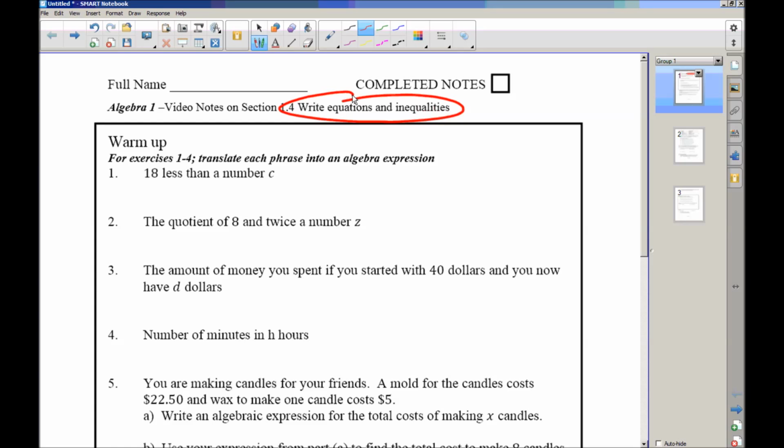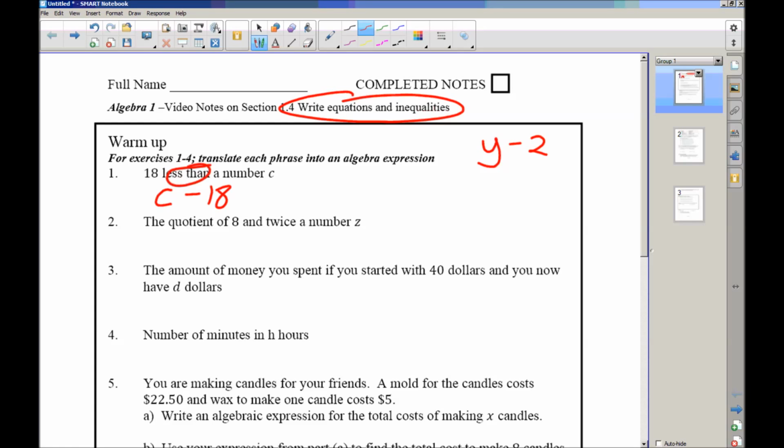Number one, we got 18 less than a number C. So in this case, the less than is going to translate into subtraction. However, remember, less than is a special one. Like if I had $2 less than I had yesterday, it would be yesterday's money subtract 2. So less than changes the order. So the C is going to come on this side, and the 18 is going to go on the other side.